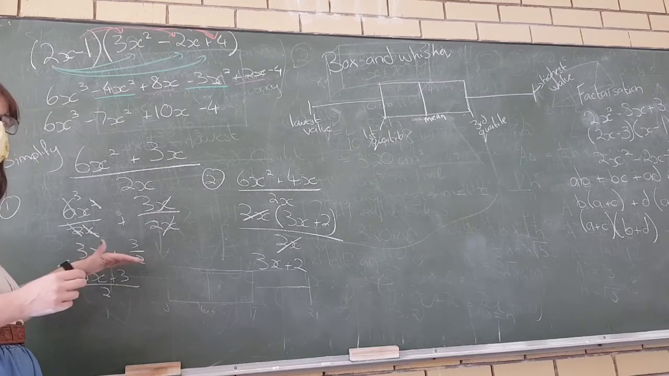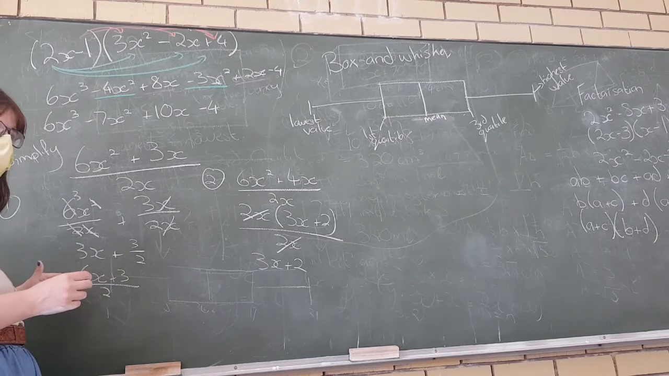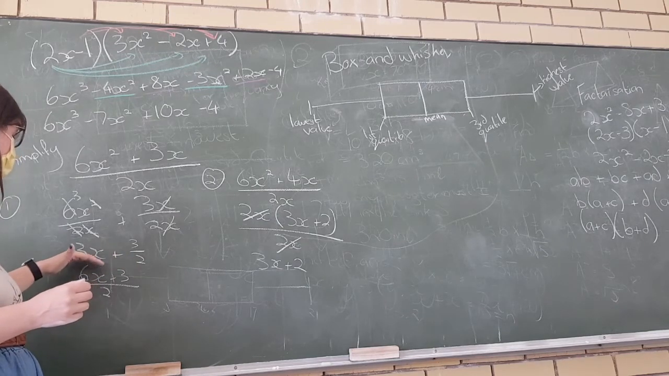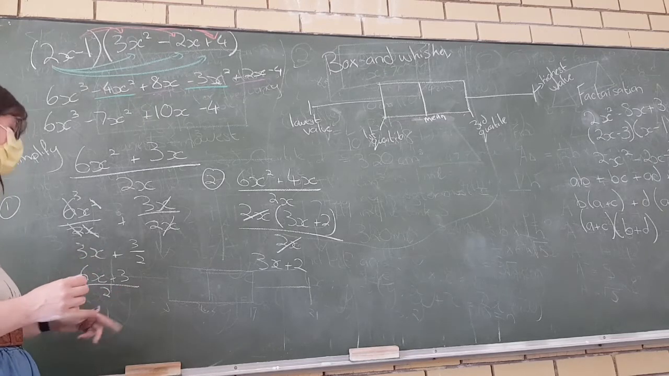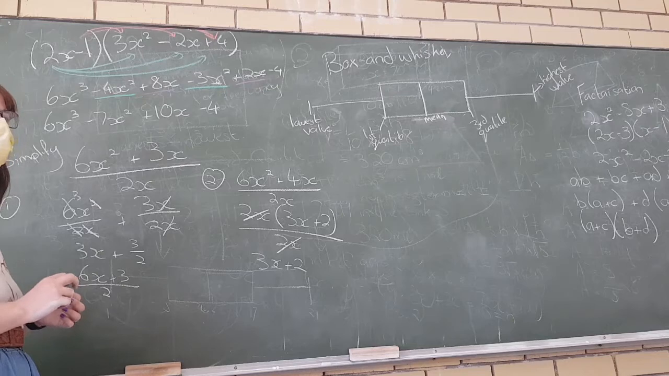But now I want it under a common denominator. So to get a common denominator, I have to times this by 2. So that gives me 6x plus 3 over 2. Okay.